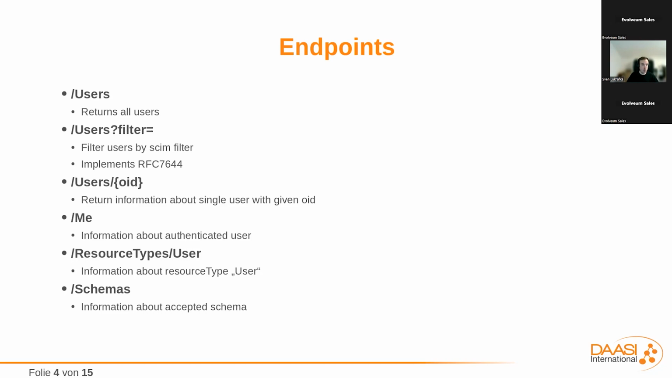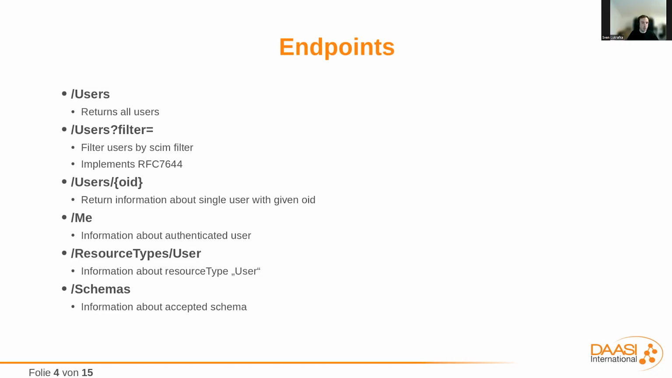Here, so far, it's the /user. So you can get information about the resource type user. This, for example, tells you which kind of extensions are available, which kind of SCIM namespaces are present for the resource type user, and what kind of restrictions or other kind of configuration has been done for the user resource type.